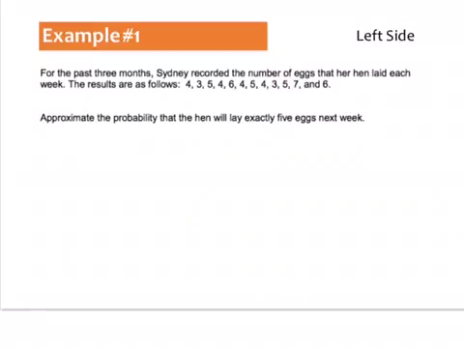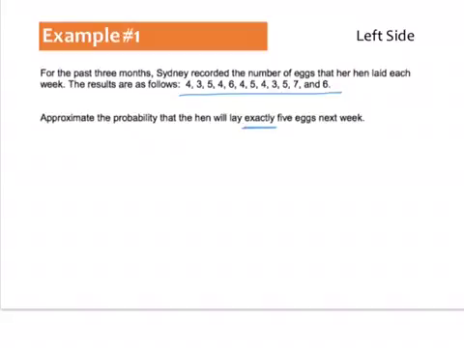Okay, so let's look at example 1. You do not need to copy down the question, just copy down the work, okay? So, or actually copy down these numbers here so you have them in your notes. It says that for the past 3 months, Sydney recorded the number of eggs that her hen laid each week. The results are as follows: 4, 3, 5, 4, 6, 4, 5, 4, 3, 5, 7, and 6. So every week, her hen laid these varying amounts of eggs. It says approximate the probability that the hen will lay exactly 5 eggs next week.